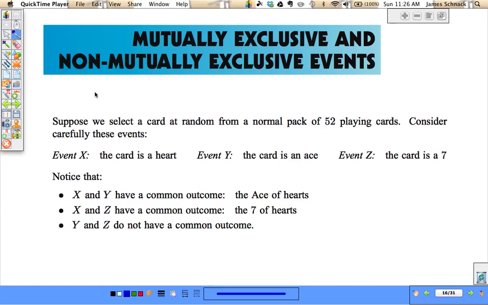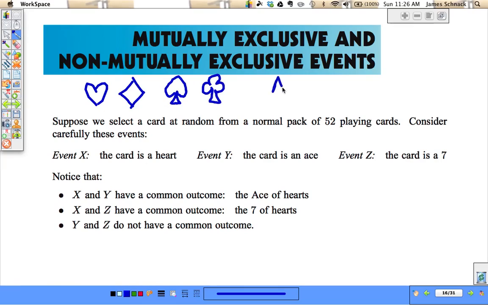Just for those of you that don't know, and if you don't know about cards, you should probably get a deck. There's hearts, there's diamonds, there's spades, which look something like that, and then there are clubs, which look something like that. But it's the basic suits. 4 suits, each suit has 13 cards, labeled ace through king. Ace is like a 1, and 2, 3, 4, 5, 6, 7, 8, 9, 10, jack, queen, king.